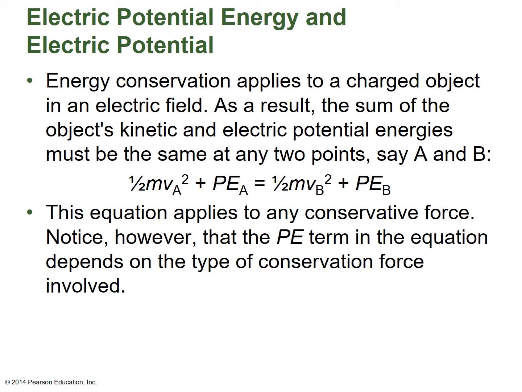Energy conservation applies to a charged object. In an electric field, we know that the electric field is conservative, so the total mechanical energy is constant. So if a charge moves from A to B, you should understand that the total mechanical energy of the charge at point A should equal the total mechanical energy of the charge at point B. So the sum of the kinetic energy and potential energy at point A should equal the sum of the kinetic and potential energy at B.